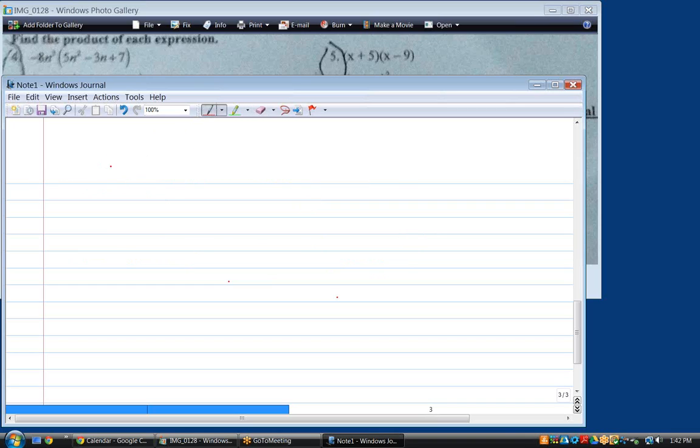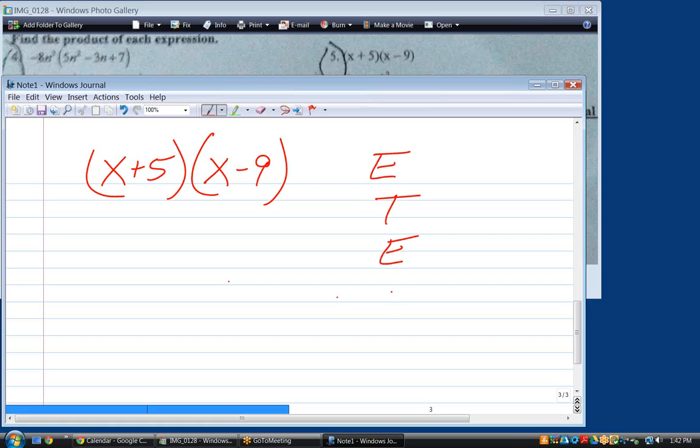All right, let's look at number 5. X plus 5 times x minus 9. Have they taught you something called FOIL? No. Good, because I don't like FOIL. What I prefer is ET. Every term by every term.